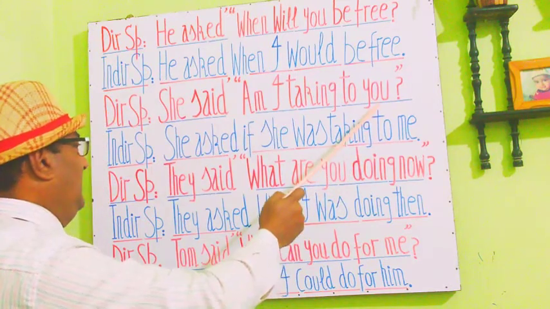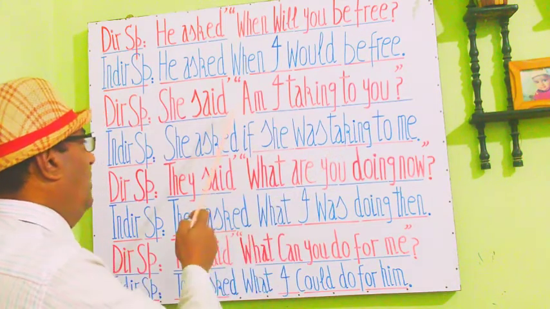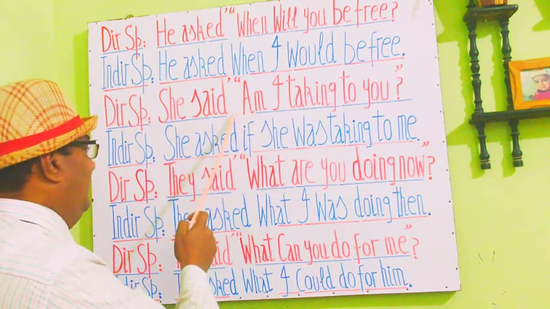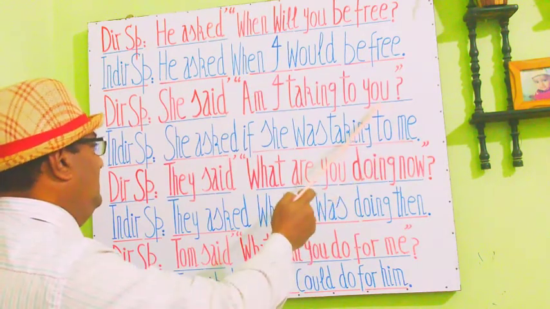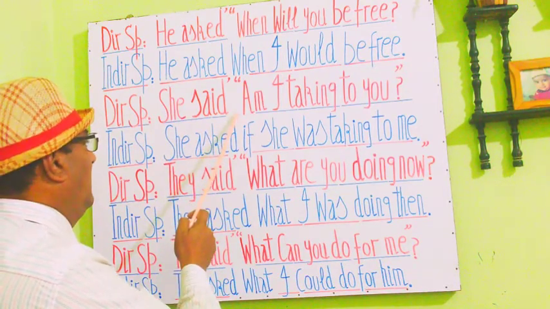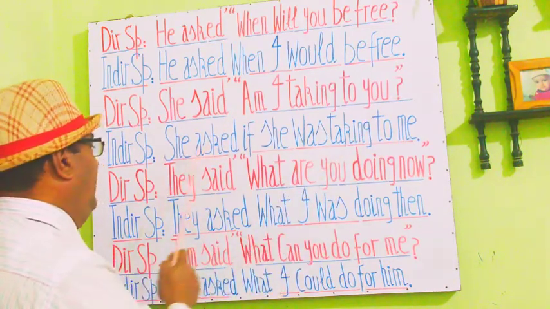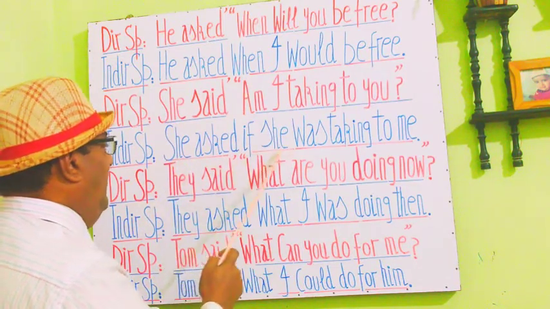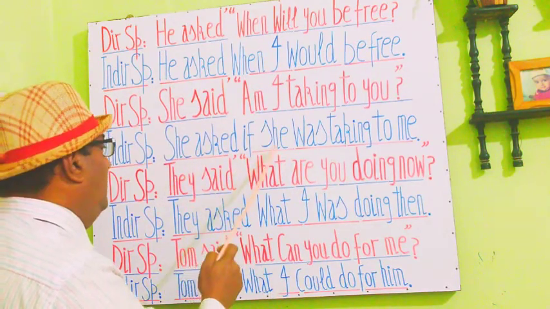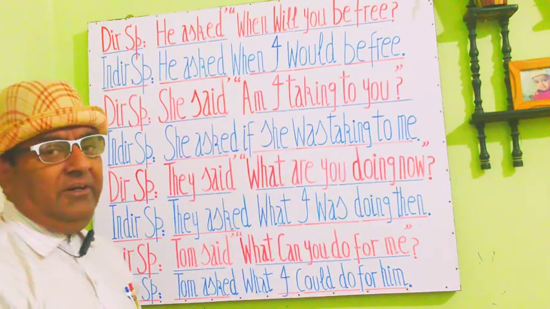Now here you see the object is second person "you." By rules, "you" must be changed by the outer object, that is "I," and we need its objective form, that is "me." So "you" is replaced by the outer object, which is "me." So we will write here "me." So the new statement in indirect speech is: she asked if she was talking to me. She asked, if she was talking to me. Now it's a very beautiful statement in indirect speech.